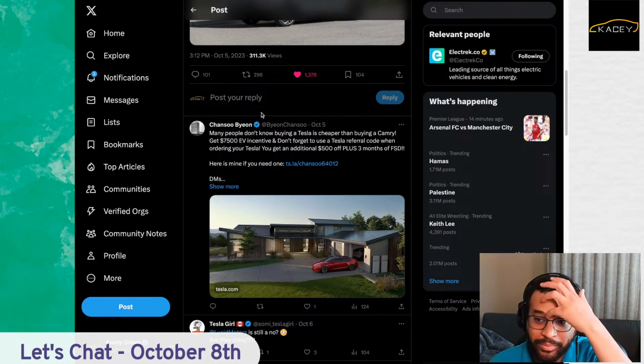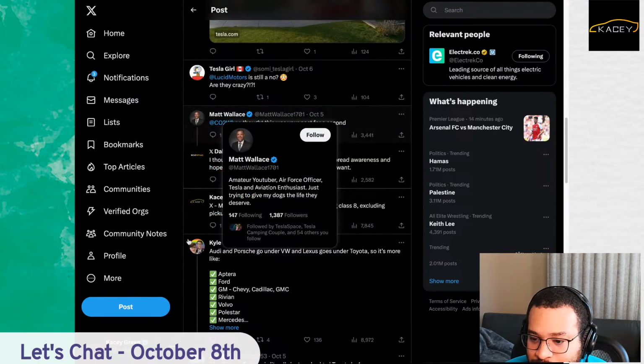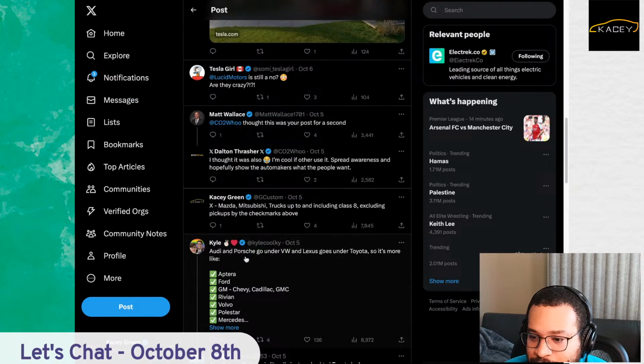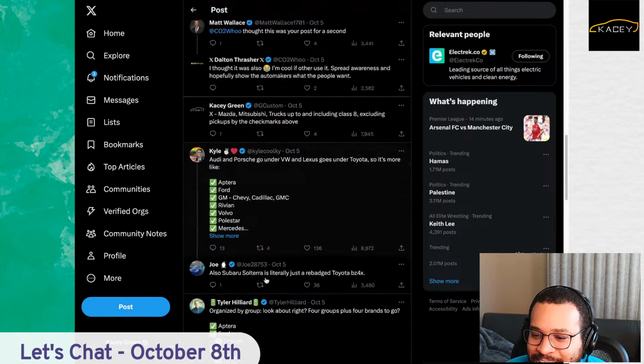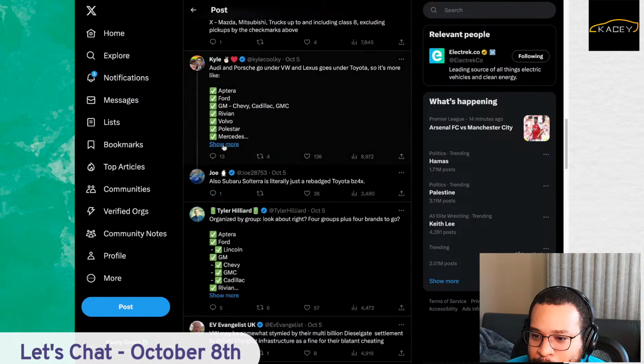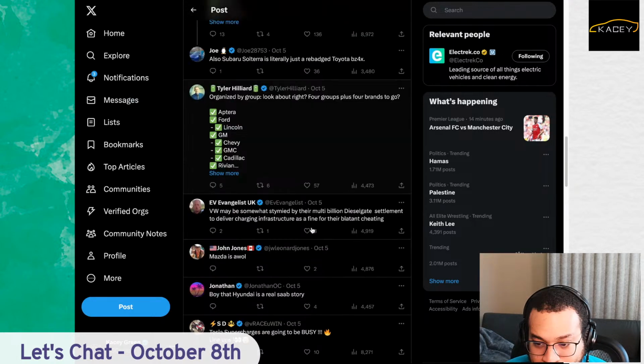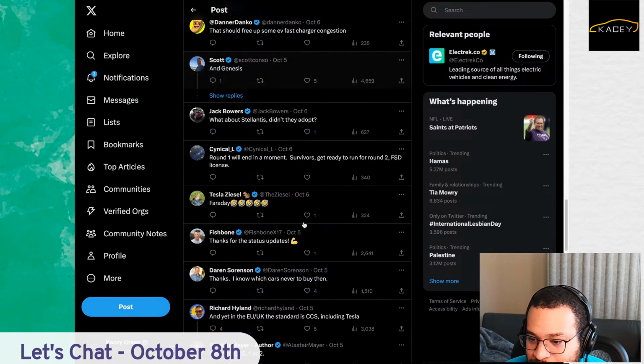I don't know that buying a Tesla is cheaper than buying a Camry. Yeah, there's an article about that. I think we covered it. Porsche goes under VW, and Lexus goes under Toyota, so it's more like this. Organized by group. Looks about right. Subaru Solterra is literally a rebadged Toyota BZ4X. Yes, that's true, but I'm looking for my tweet, my post.